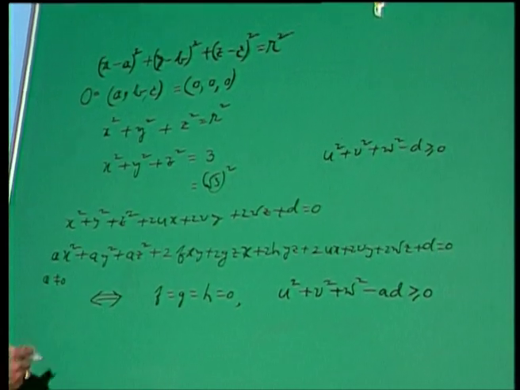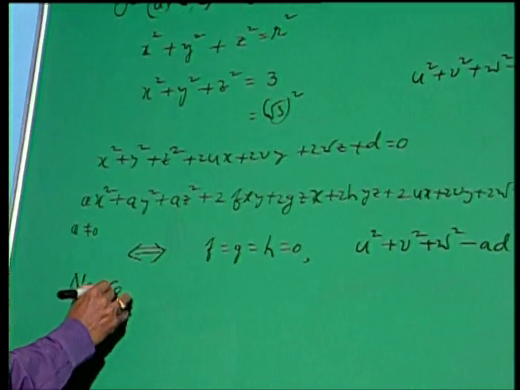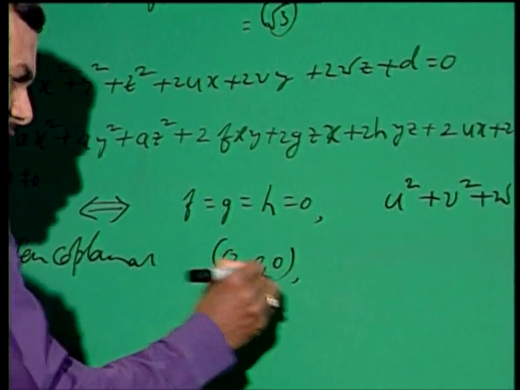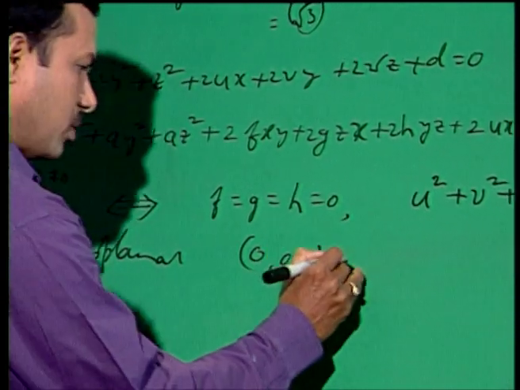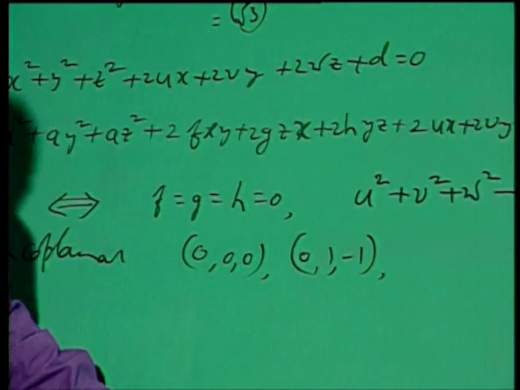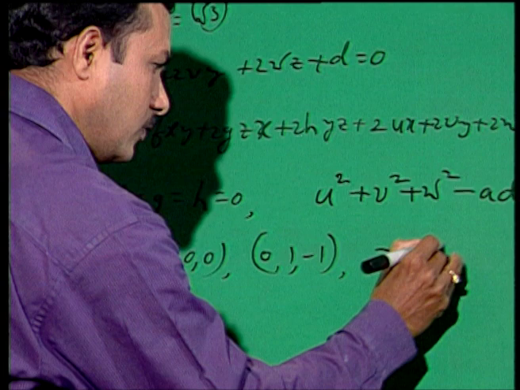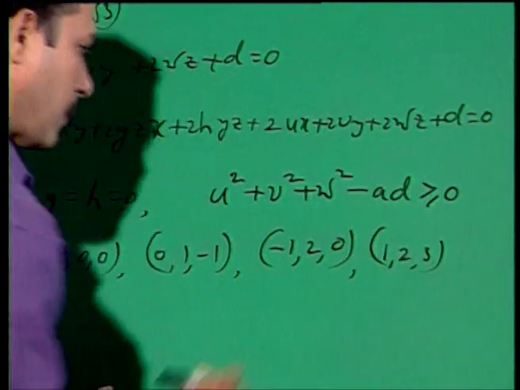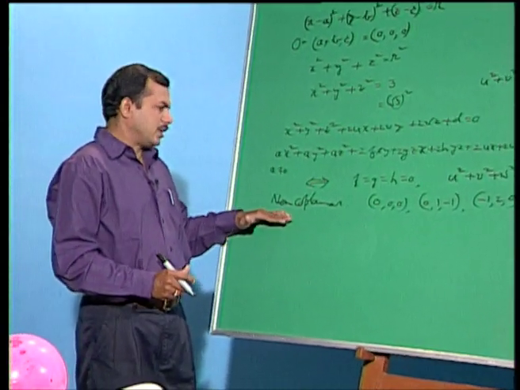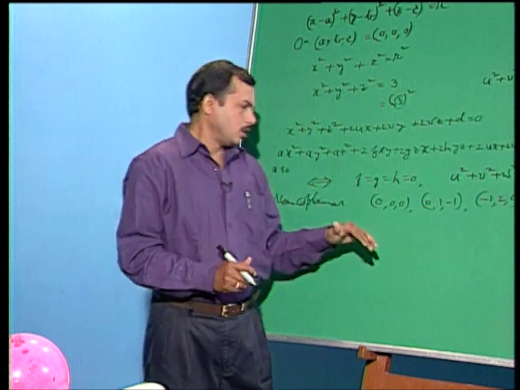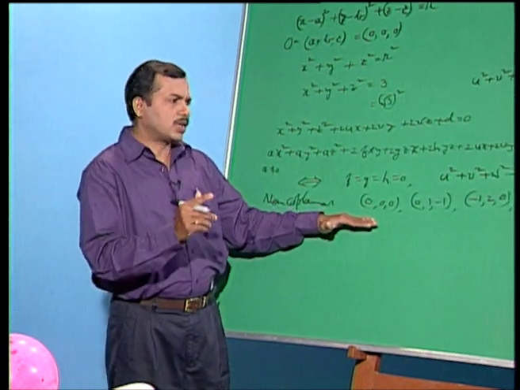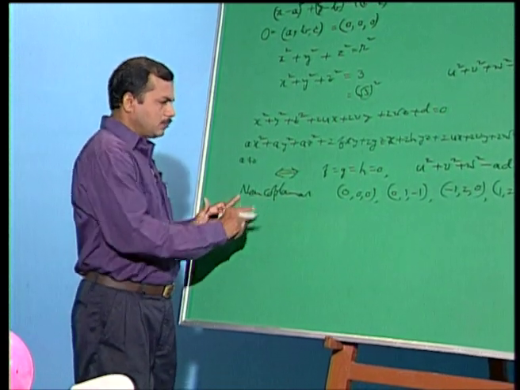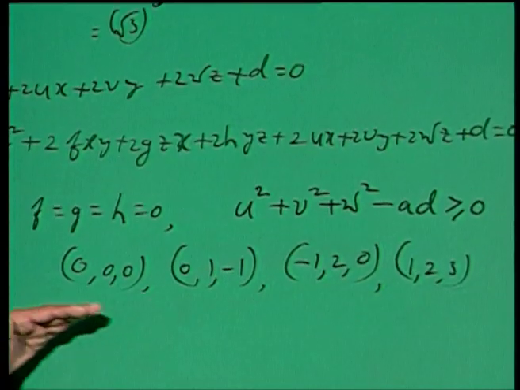Let us consider 4 points. Let us say these are non-coplanar. Let us consider the points: the origin, and (0, 1, −1), (−1, 2, 0) and (1, 2, 3). Whenever we are given 4 non-coplanar points, we can show that those 4 non-coplanar points determine a sphere. By non-coplanar we mean all these 4 points do not lie in the same plane.